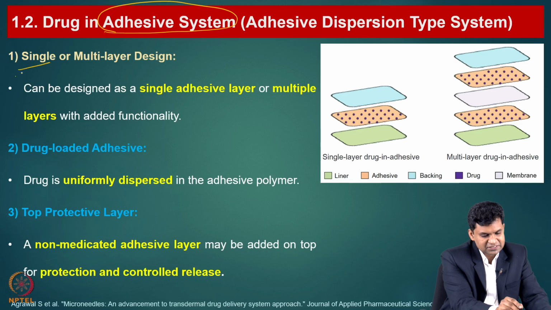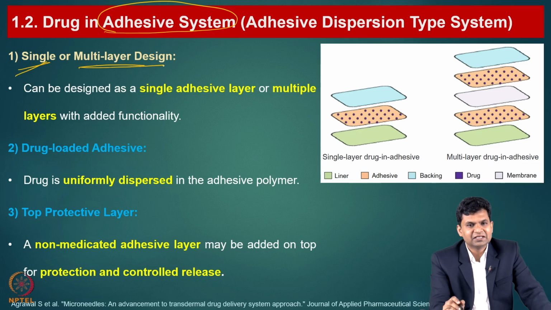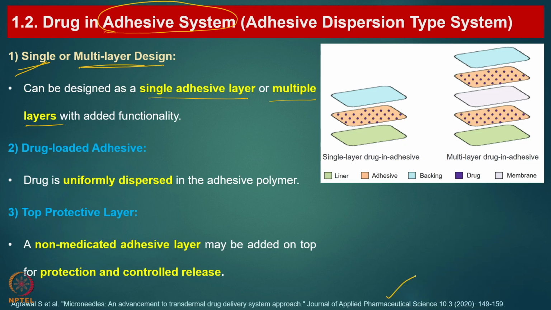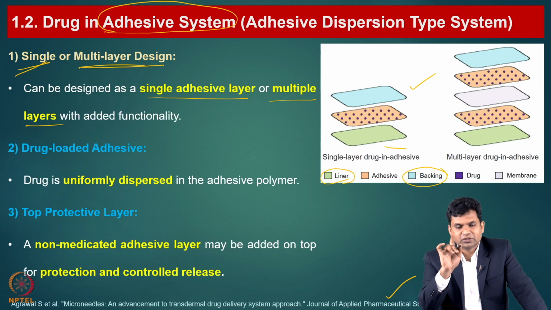Sometimes it may be a single system, and multiple layers are also possible. As we can see, single layer and multiple layers are possible. You can see the pictorial representation here, and if you want to know more, you can see this reference. You can see the outside, that is the backing layer, and here is the liner that we need to remove, and here we load the drug, which is only a single layer. You can see the drug is dispersed uniformly in the single layer.